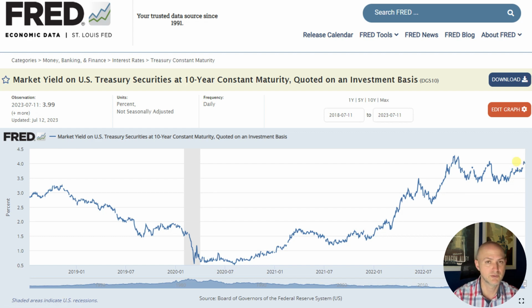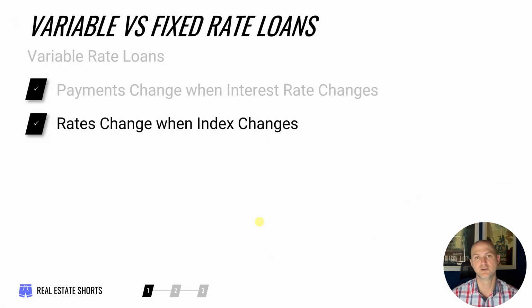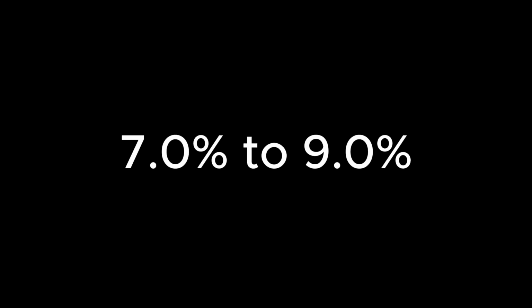And so imagine what that really means for your payment, right? If you took out a loan at 7% and the payment changed to 9%, you could see a substantive change in your payment. Again, in this example, it increases from $583 to $750 a month. And so I think the real lesson here is that the payment will change when the interest rate changes.